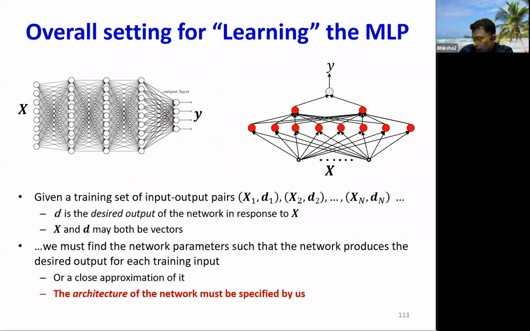So here is the overall setting for learning the MLP. We are given a collection of input-output pairs (Xi, Di), where Xi is the input and Di is the target output, the value that you want the function to take. And both X and D may be vectors. We want to find the network parameters such that the network outputs this desired output whenever it gets the corresponding input, or at least a very close approximation to it. The architecture of the network must be specified by us. So the only terms to learn are the parameters of the network.